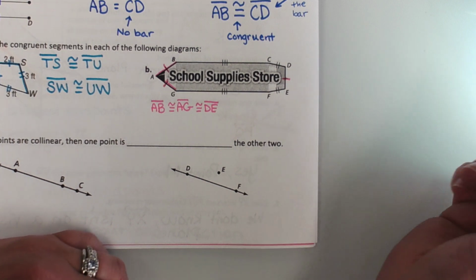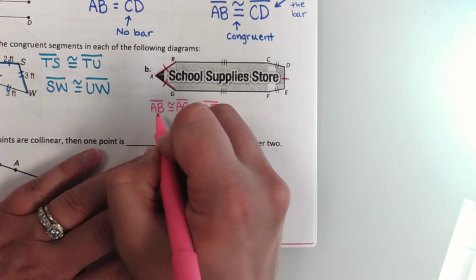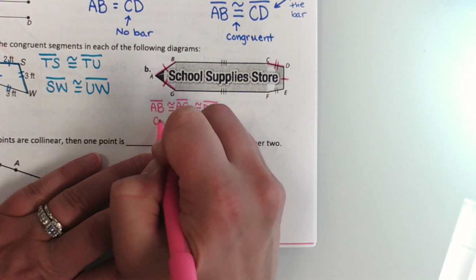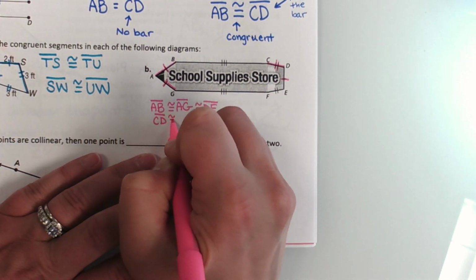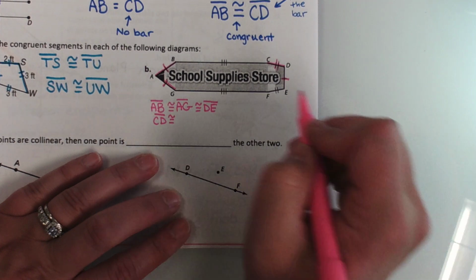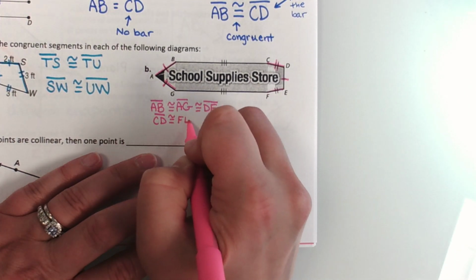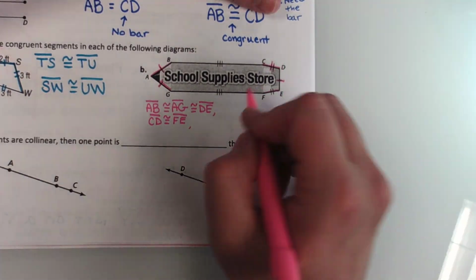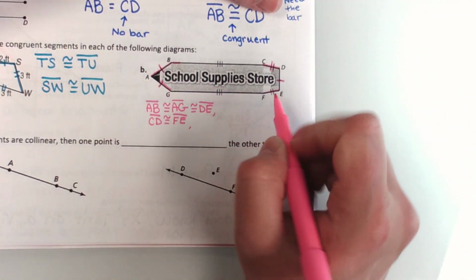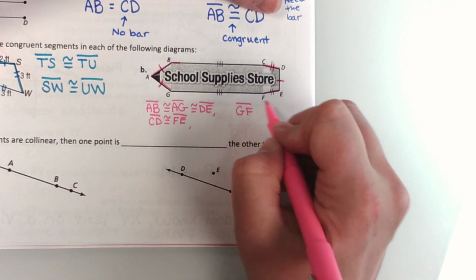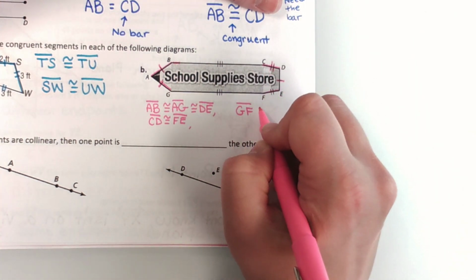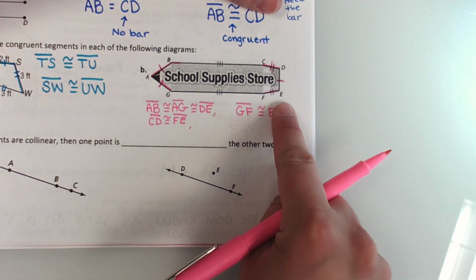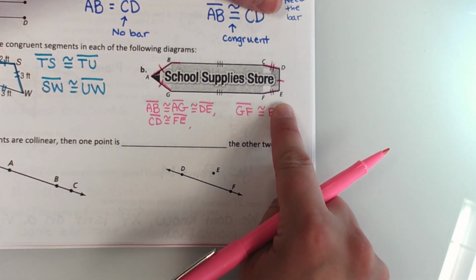I notice there's double tick marks and triple tick marks. Let's get those ones as well. Double tick marks. CD is congruent to FE. I heard someone say. Last but not least, last set is GF and BC. If I do the congruent symbol, do I have to have the bar? Yes.